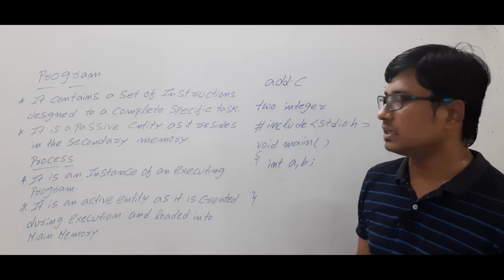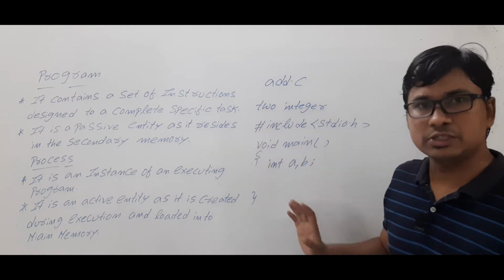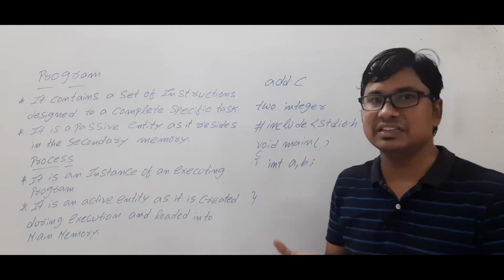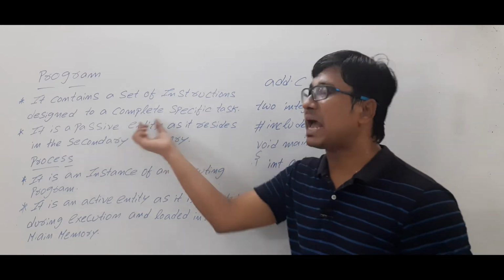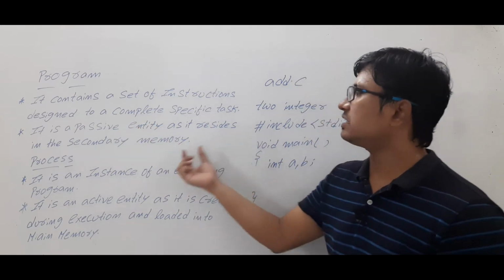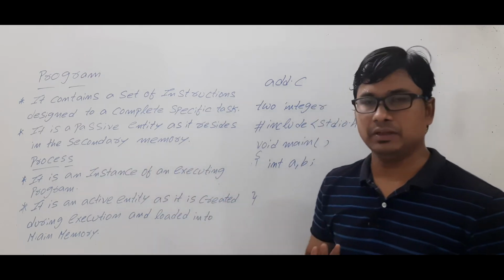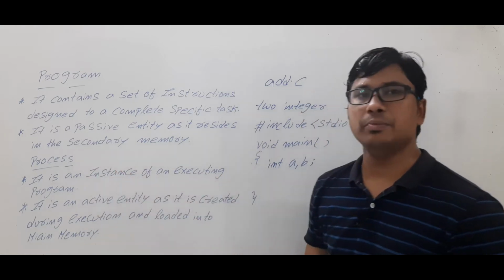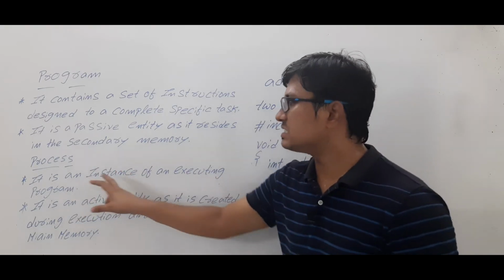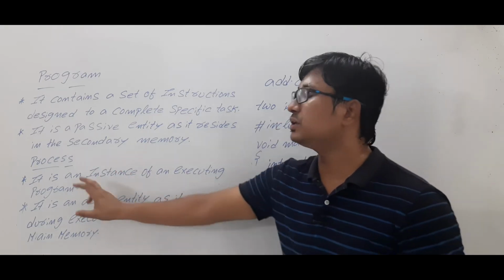And remember one thing, whenever we save this program, where will we save it? We will save it in the secondary memory only. So a program is called a passive entity as it resides in the secondary memory. Okay, is it clear? So this is about the program. Now let me discuss a process. A process is an instance of an executing program.